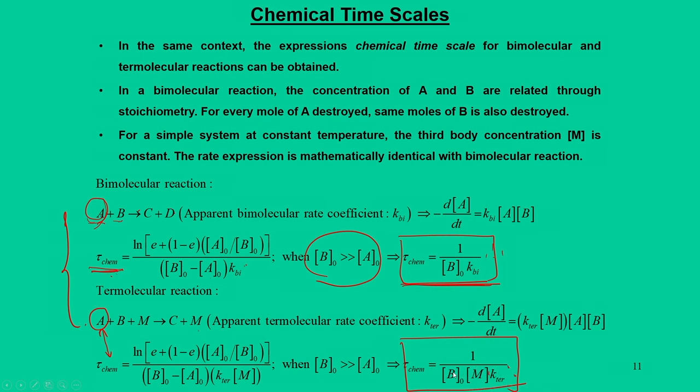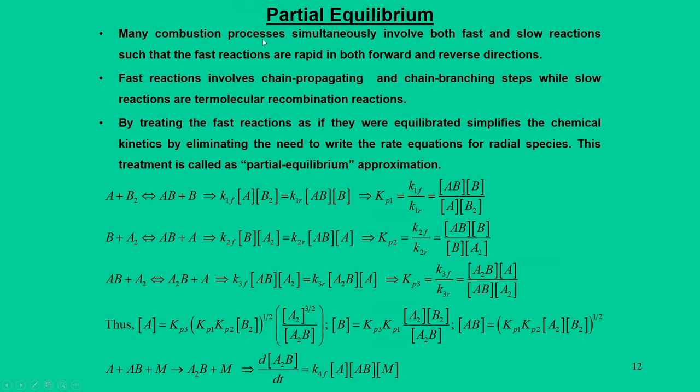the concentration. Now, the next topic of discussion that we are going to explain is partial equilibrium. Many times, complete equilibrium analysis may not be feasible in certain situations. Why? Because some reactions are very fast and some reactions are slow. Many times forward reactions are fast and reverse reactions are slow. That is because, for example, termolecular reactions are basically chain terminating mechanisms. So, that is the stopping time.